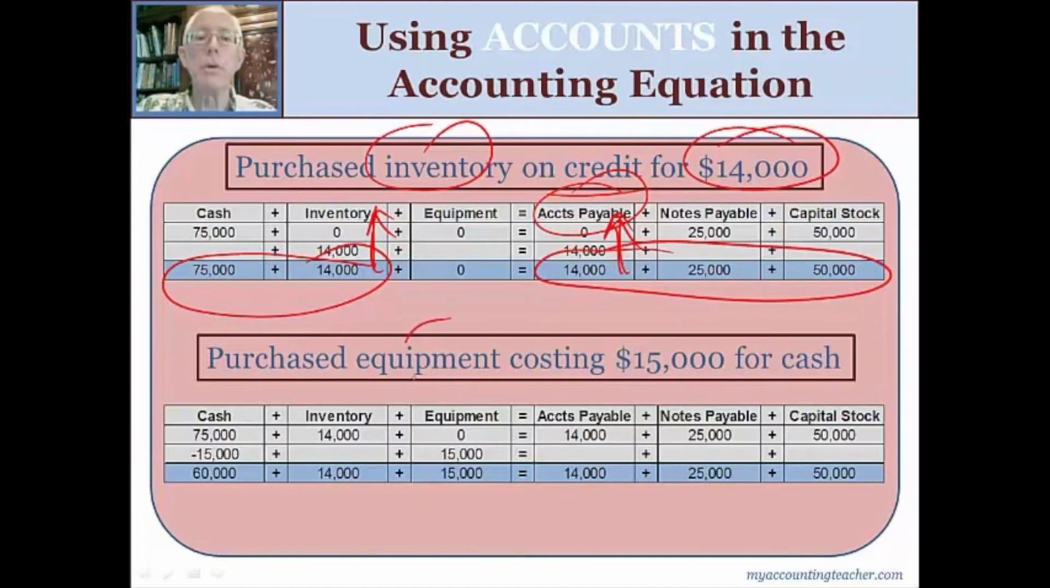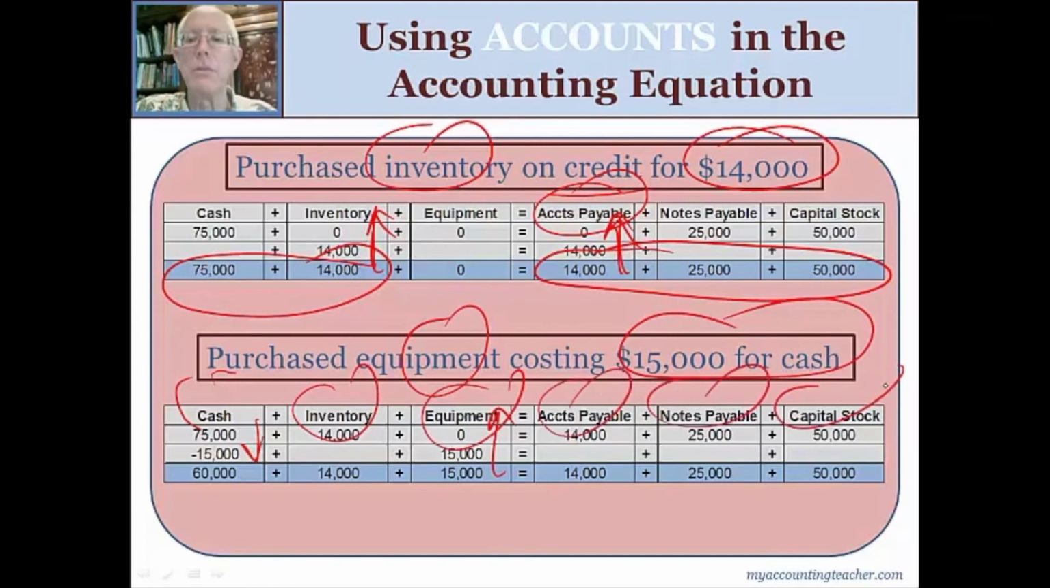Let's buy some equipment, $15,000 cash. So the equipment account goes up and our cash account goes down $15,000. So yeah, total assets don't change, but our mix of assets changes: we got less cash, we got more equipment. We're keeping track of the details now, the accounts, the individual pages, the detail about cash and inventory and equipment and accounts payable, notes payable, and capital stock.